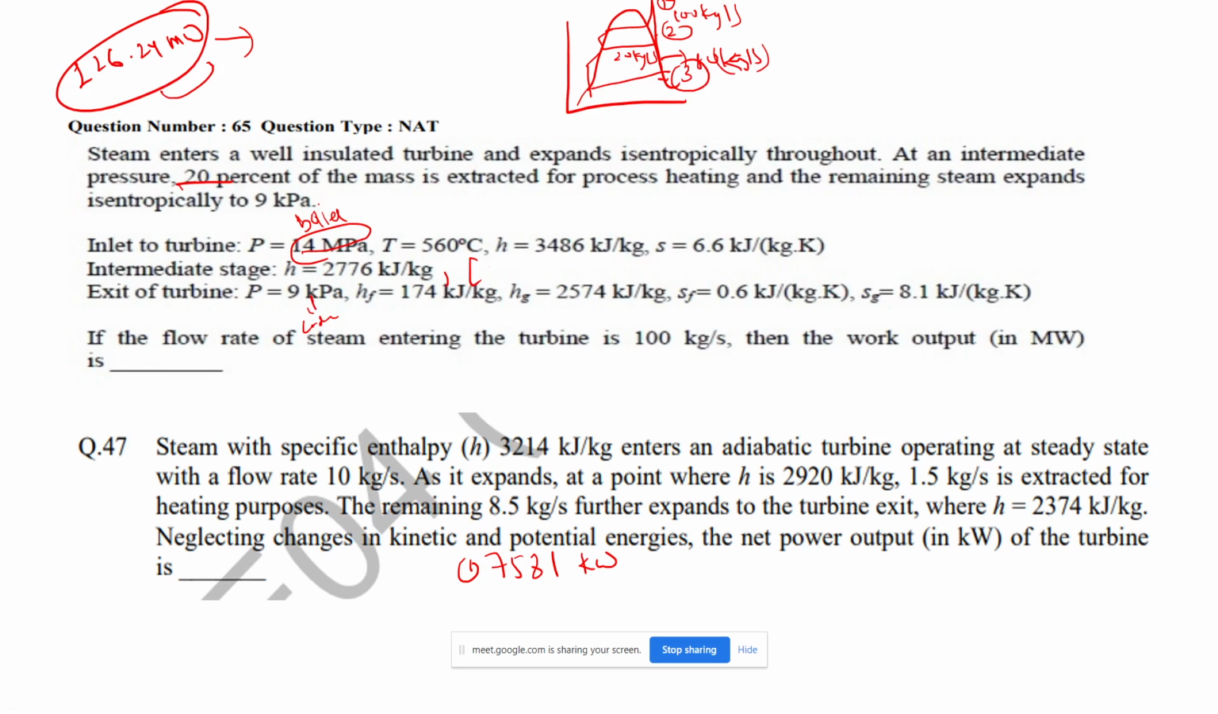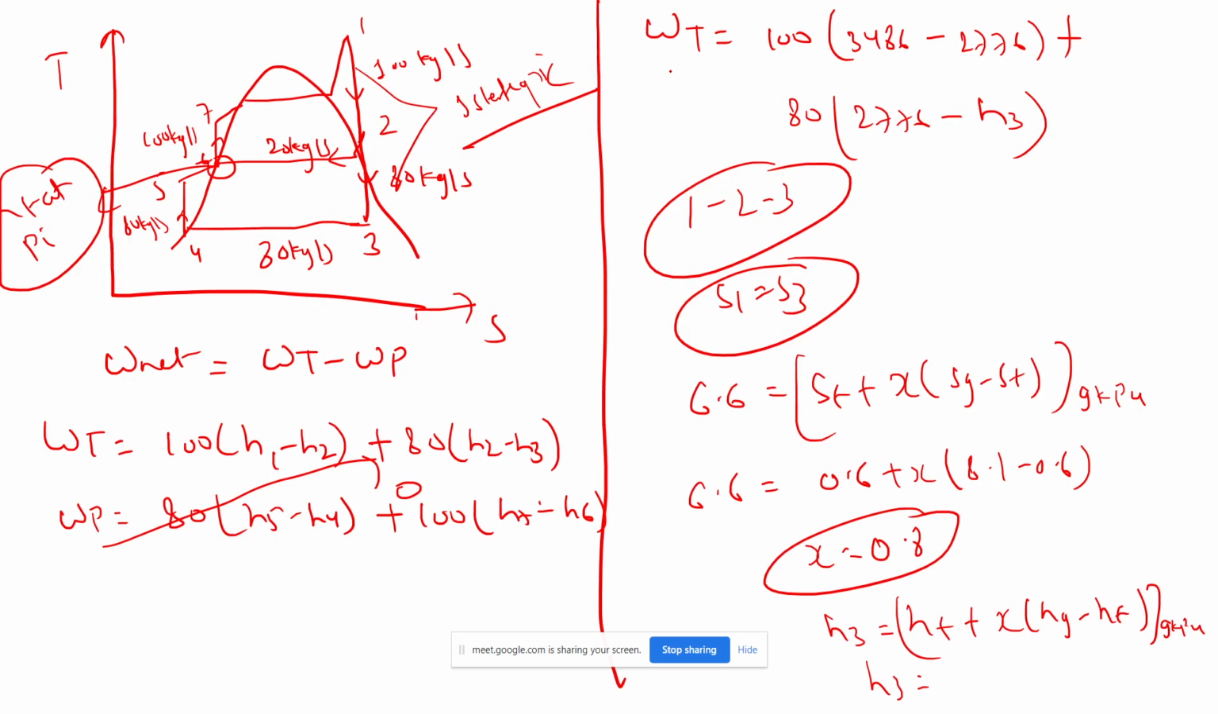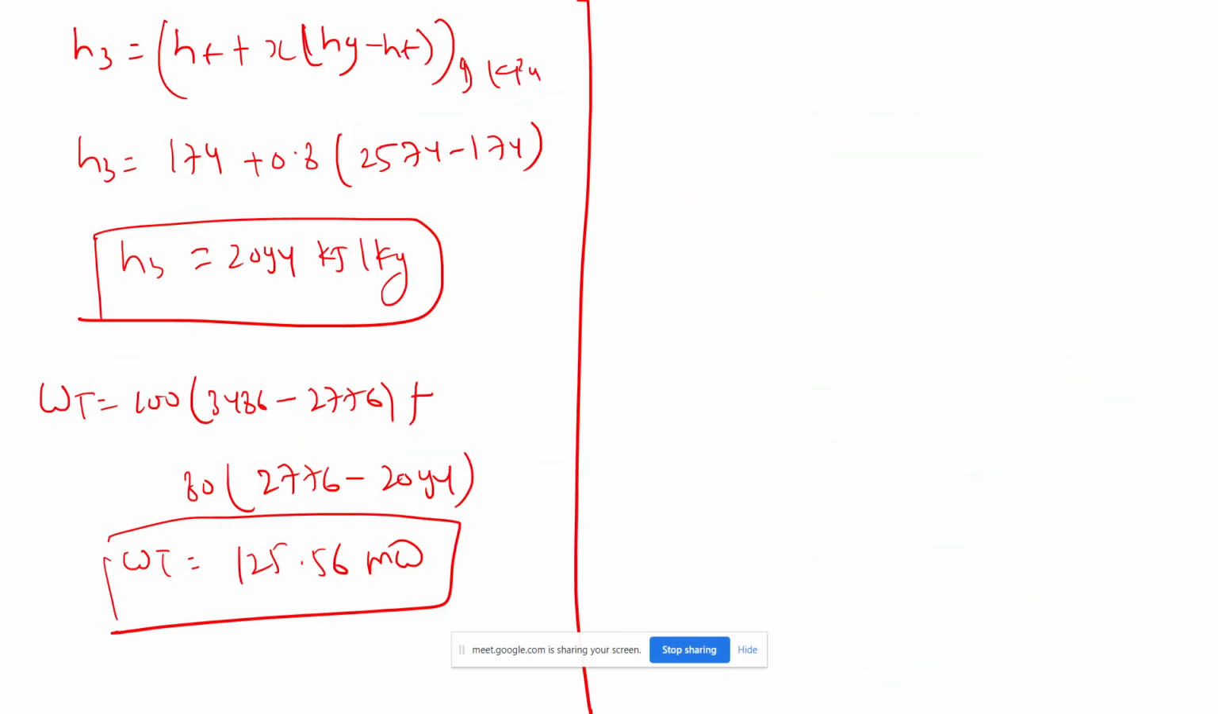Hello. Yes, sir. Yeah, because I think you were taking 100 only from 2 to 3 also. That's why you were getting a different answer. No, sir. I made a mistake while calculating the enthalpy. I wrote the wrong data. Okay, okay.